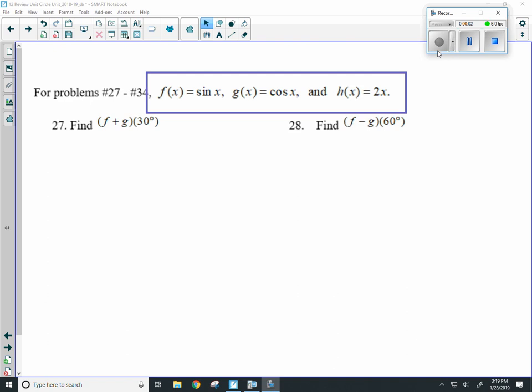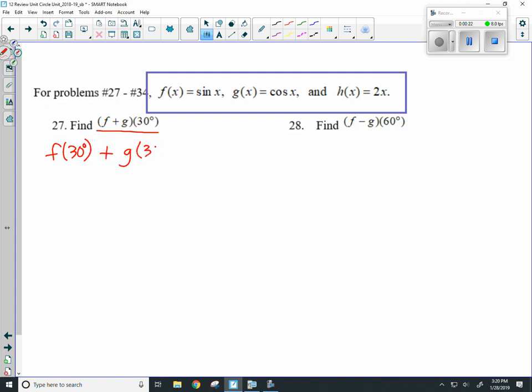For these function operation ones, you basically have to use this top part that I have boxed as a key, or like a legend on a map. So for 27 it says find f plus g of 30 degrees. That means plug in 30 degrees into your f equation and 30 degrees into your g equation and then add them together. Well, if you take a look at the key, f is sine x.